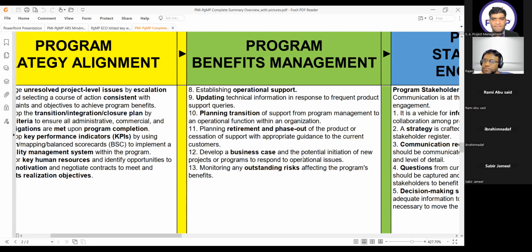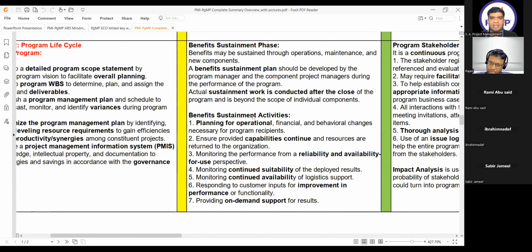Develop a business case and a potential initiation of the new project or program to respond to operational issues. So basically, these are operational issues. Normally, I believe it is talking about a program business case that is at the closure stage, right? Yes. So in which phase am I talking about? Which is the only activity which goes from the program phase to the operational phase? Benefit sustainment. Yes. So this is a topic of benefit sustainment activities.